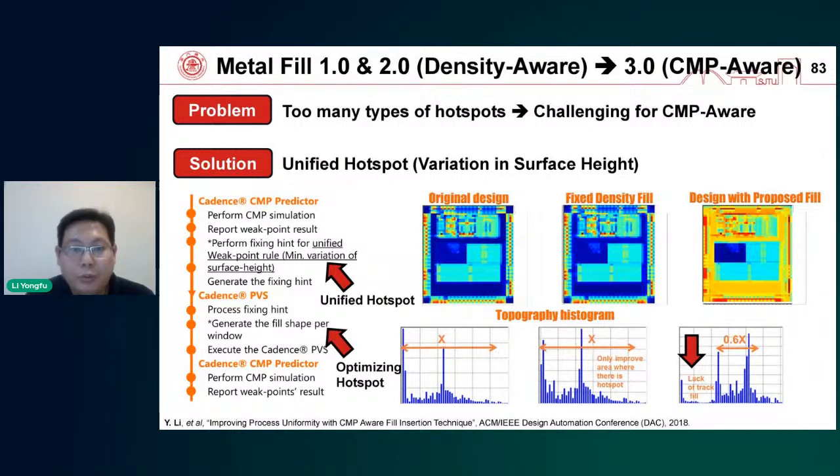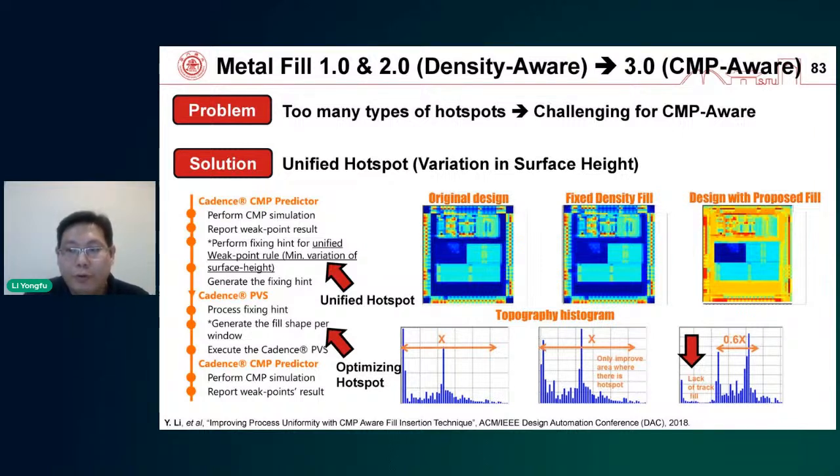When I came back to the school, after I built the CMP-aware models, we recently finished our CMP-aware metal fill work, and we are hoping that we can bring the work to the local foundry to see how it can help to solve the development time of building up the metal fills and even the CMP modeling problems.